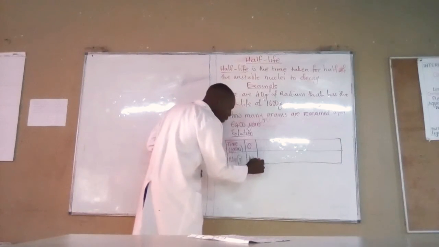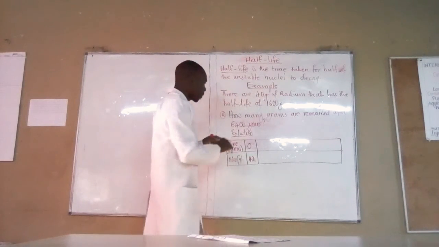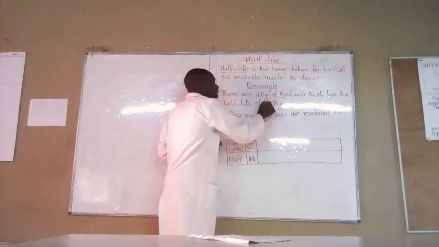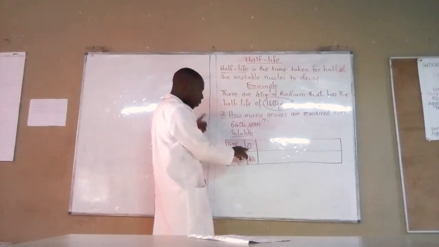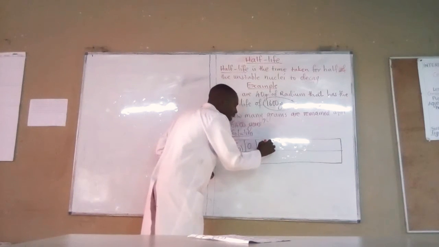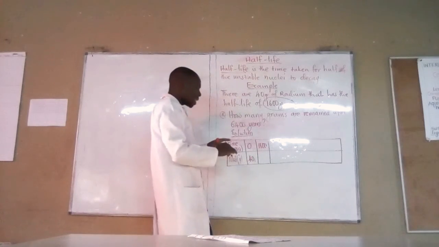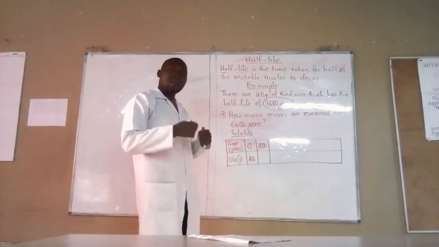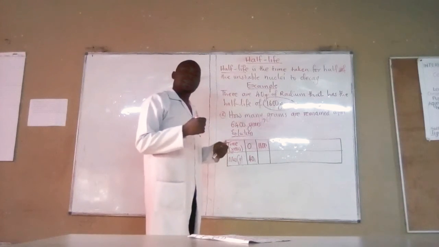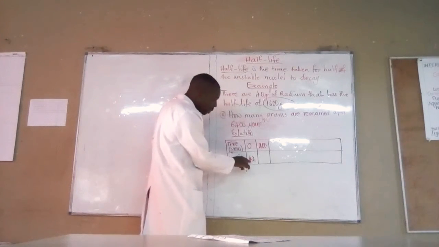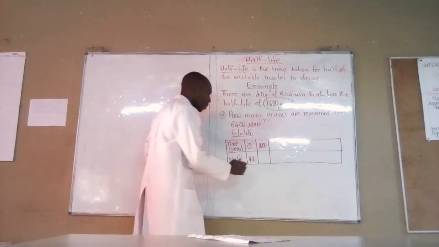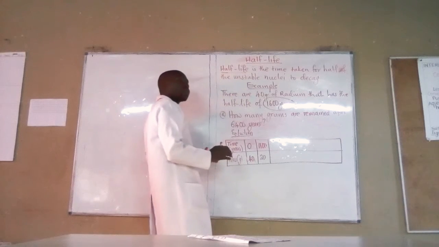Then in the next box, you add the half-life of radium, which is 1600 years. So we're going to say 0 plus 1600 years. The answer you will find is 1600 years. And then in the first 1600 years, how many grams of radium remained? Because we are talking about half-life, we take half of 40 grams, which is 20 grams.